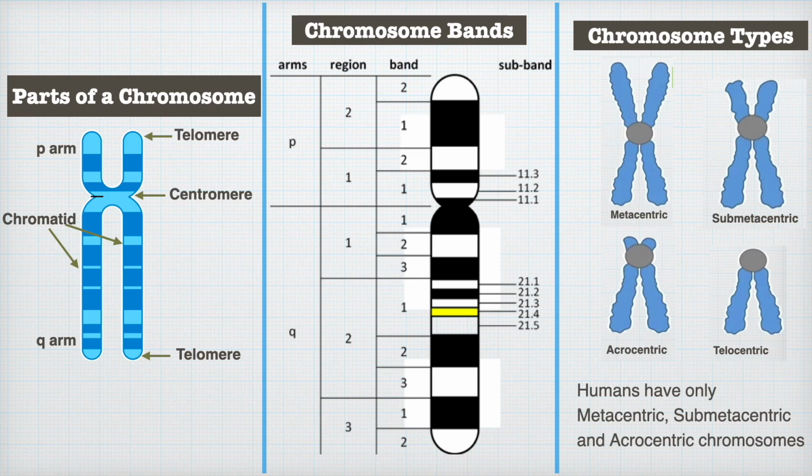Metacentric chromosomes include chromosomes 1, 3, 16, 19, and 20. Chromosome 1 is the longest human chromosome. It is 3 times longer than chromosome 22.